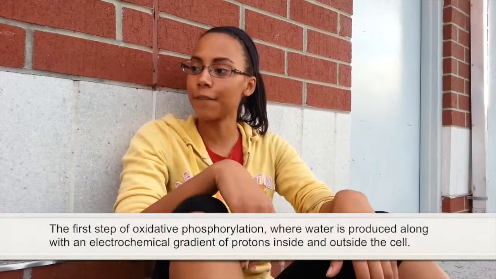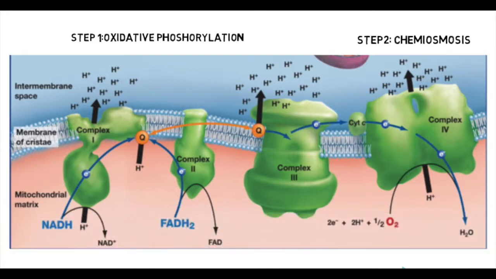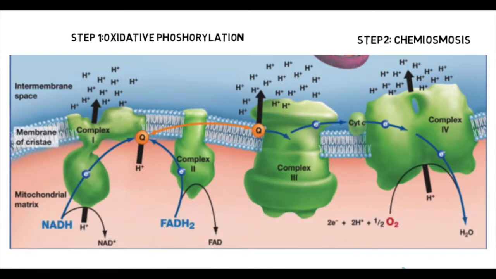Right! That is the first step of oxidative phosphorylation, where water is produced along with an electrochemical gradient of protons. This process produces the most ATP molecules out of all the steps of cellular respiration. And the second step of oxidative phosphorylation is called chemiosmosis. See, I knew you knew it deep down inside. Okay, this is really coming back to me now.